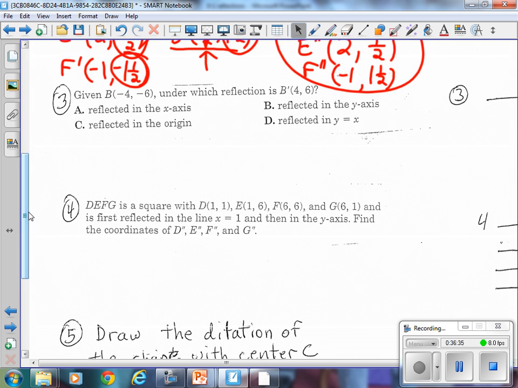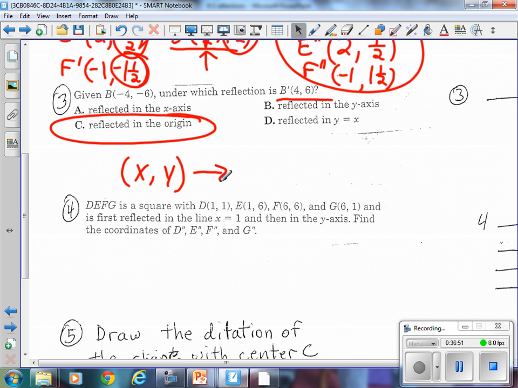Number 3, given B, under which reflection does B end up being that? Will it just change both the signs? And the answer was, the rule for going over the origin is (x, y) goes to (negative x, negative y), just switches the sign of both of them. So the answer to that one was just C.